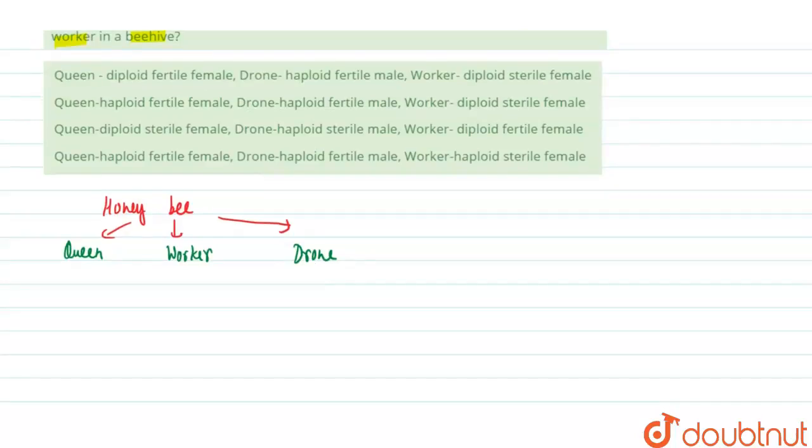If you are talking about our queen here, the queen is diploid, as they are formed after the fertilization. Worker will also be diploid in nature, and both will be female. Our worker as well as queen, both are female and they are produced after the fertilization. That means they are diploid in nature, and the major function of the queen will be to help in the production of offspring.